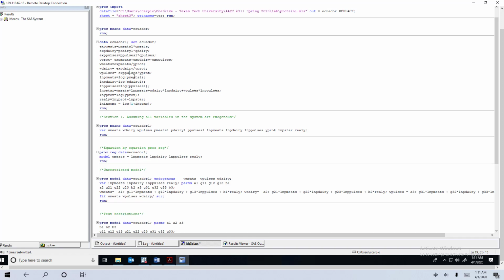Calculate the log of the prices. Okay, and I call LNP meats, dairy, and pulses. So this LNP star, this is some sort of a price index. So this is called the Stone Price Index. And the Stone Price Index is the product of the shares times the natural log of the prices.